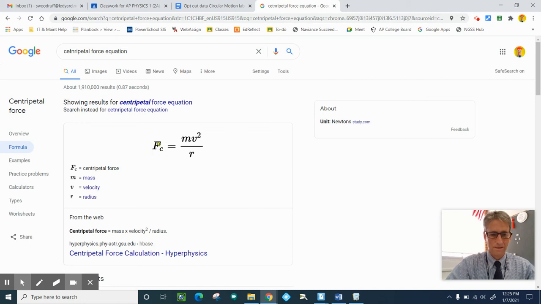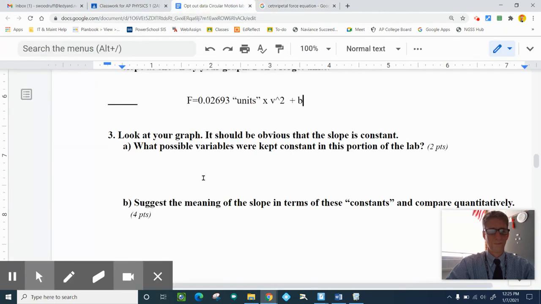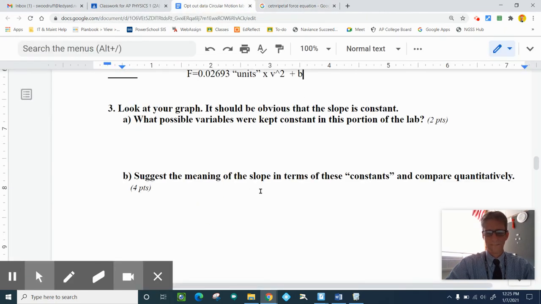Y equals, don't confuse this m with our slope. We have a value for the slope, and then this is x. So m over r could be the slope, right? Y equals m times x. M over r is the slope. What does this suggest about the meaning of the slope in terms of constants? The slope equals m over r.